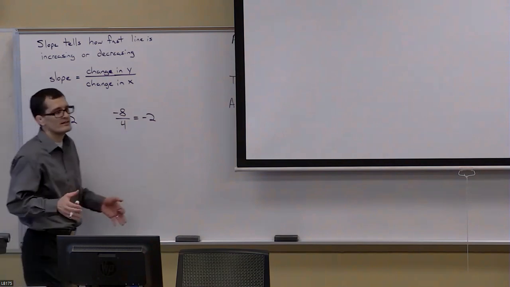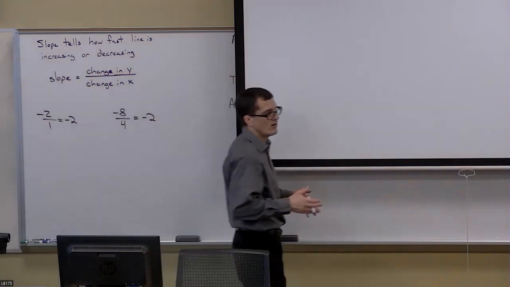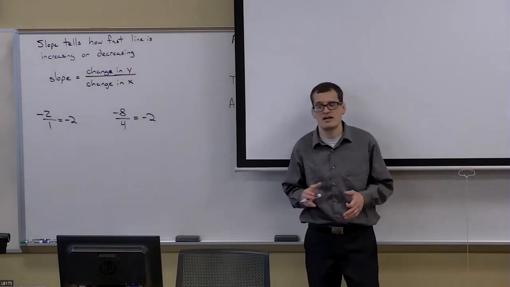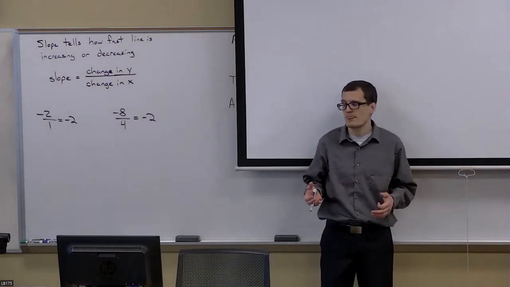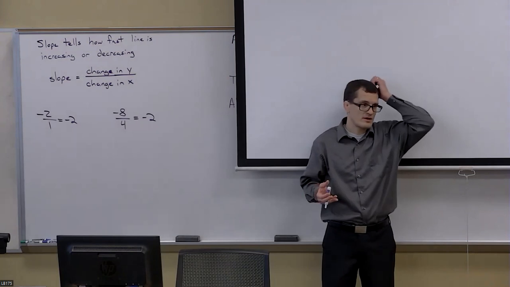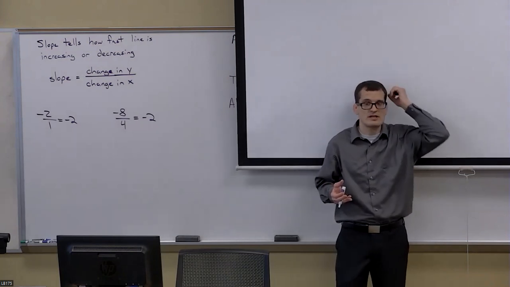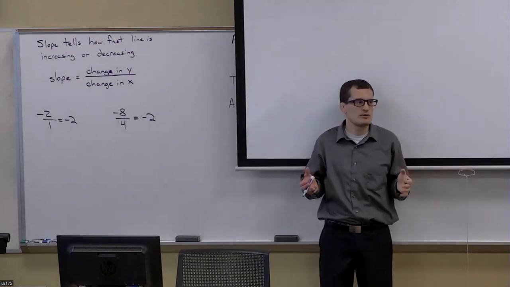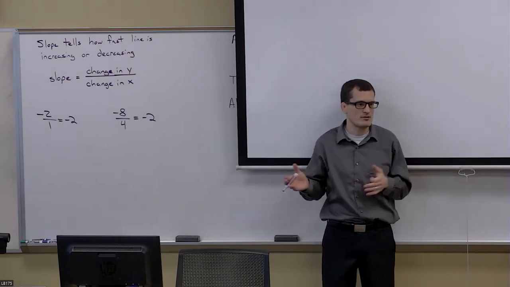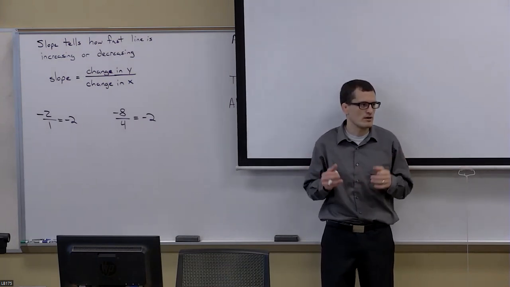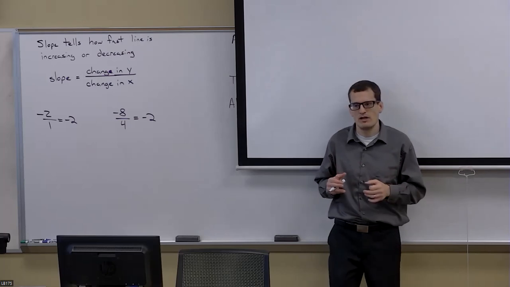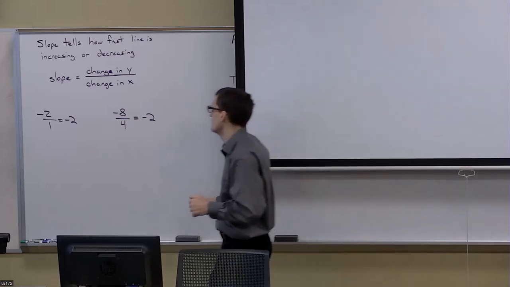So no matter what the line is, all linear functions are going to have constant slope. All right? All linear functions are going to have the same slope wherever you're located on that line.